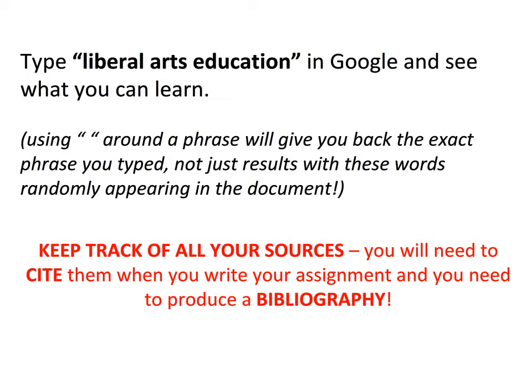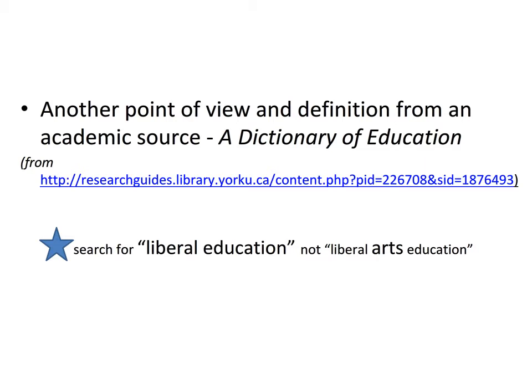Now very important right now is for you to keep track of all of your sources because you will need to cite them when you write your assignment and you will need to produce a bibliography. At this point, you may want to consider a definition for liberal arts education from a different type of source that you're not necessarily going to get from the first page of results in a Google search. One such academic source could be a dictionary of education.